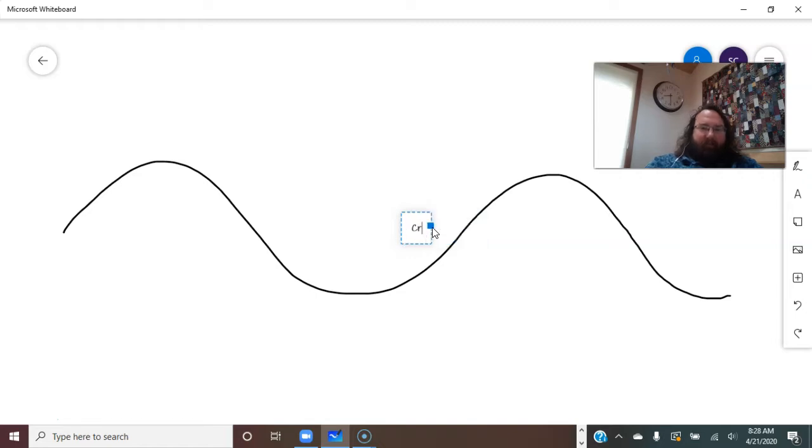So the top of the wave is known as the crest. And this wave has actually two crests, or the system waves. Crests. And the bottom of the wave is known as the trough. And again, I also drew this wave as having two troughs.